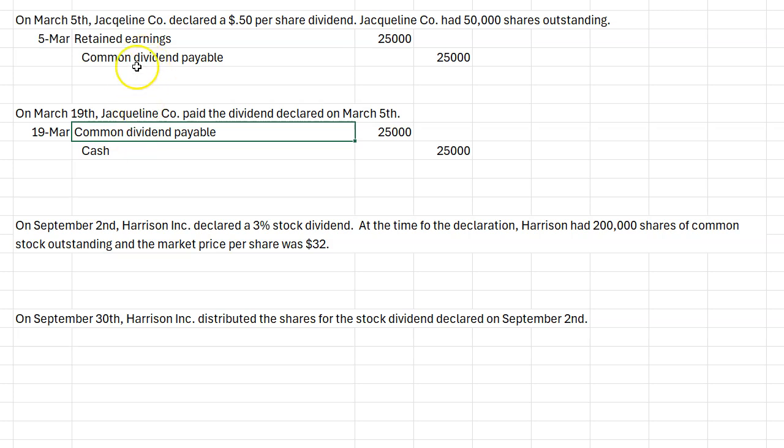That's it for cash dividends. The first date, the date of declaration, and the last date, the date of payment, those are the ones that are going to receive those journal entries. Again, we're just decreasing our retained earnings, recording that we owe it, recording that we paid it. That's it.